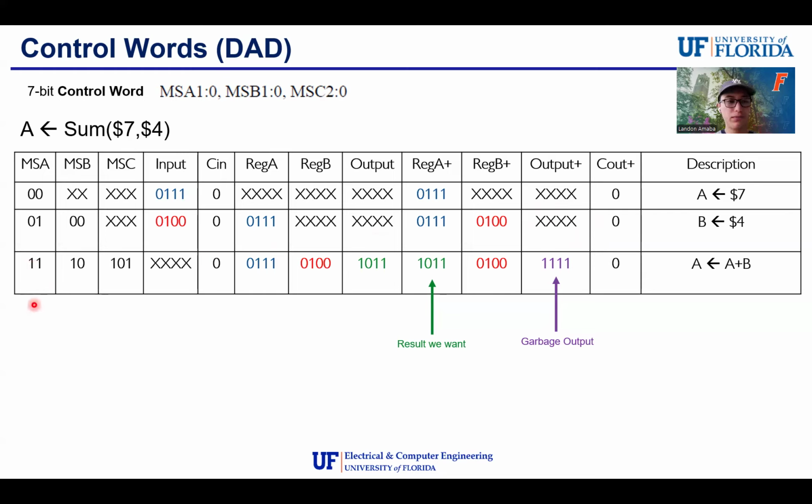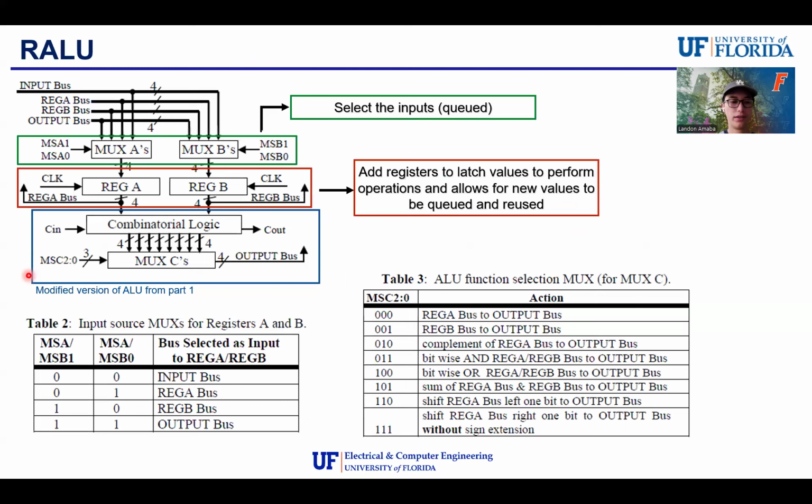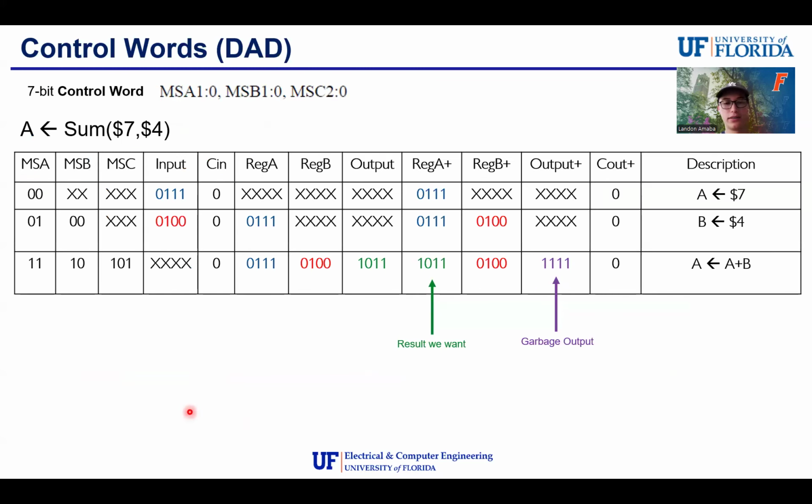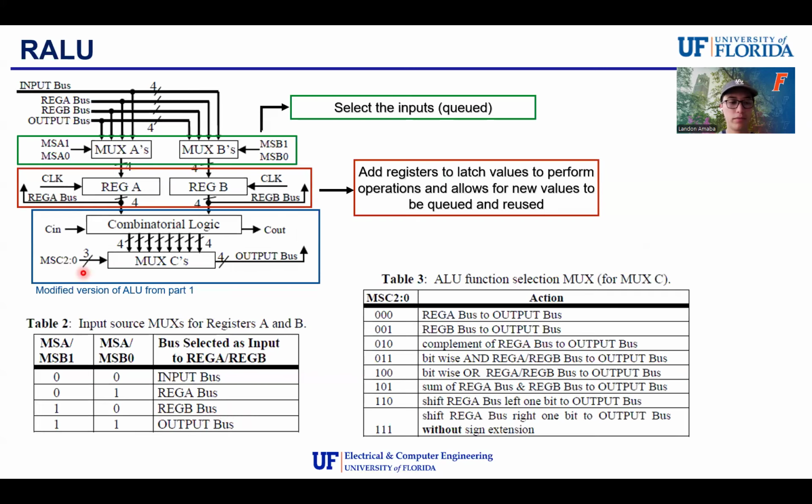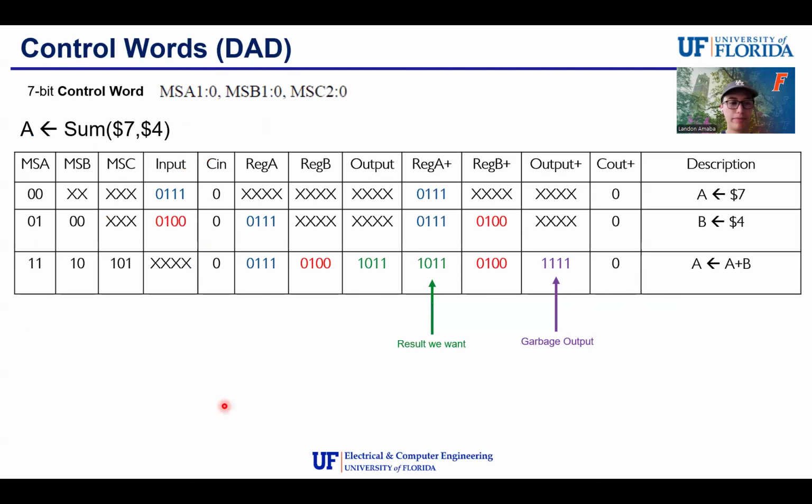So moving on to this last line, MSA is now 1, 1. So 1, 1 for our muxes is going to be selecting our output bus. Keep this in mind: when the clock happens, anything on the output bus will be loaded into our register A. And then mux select B is 1, 0. 1, 0 is just holding from register B.